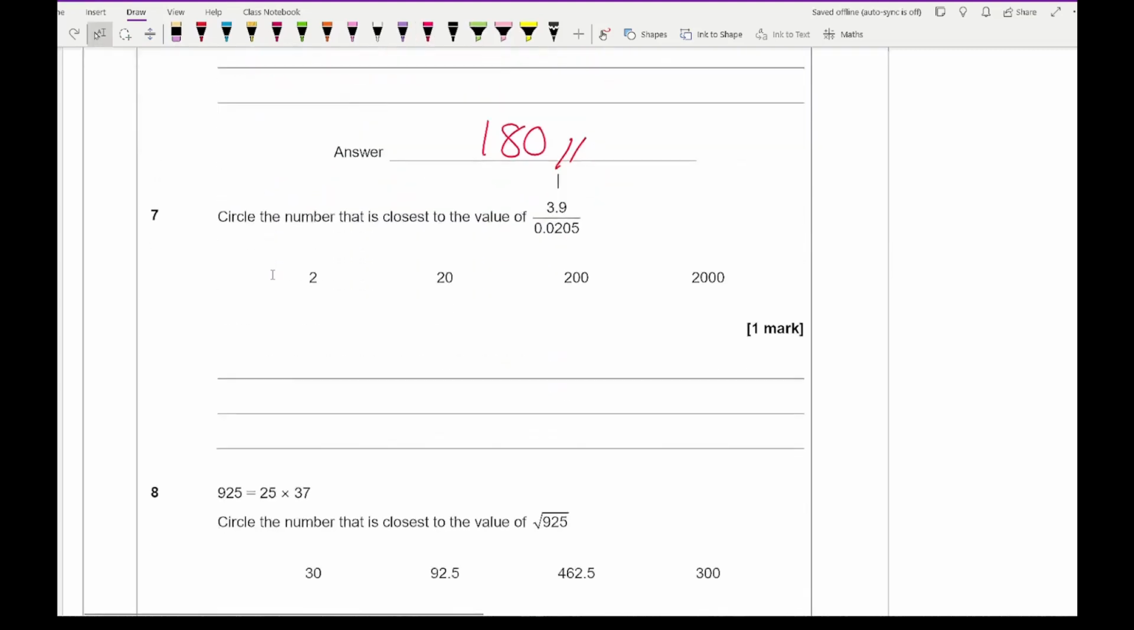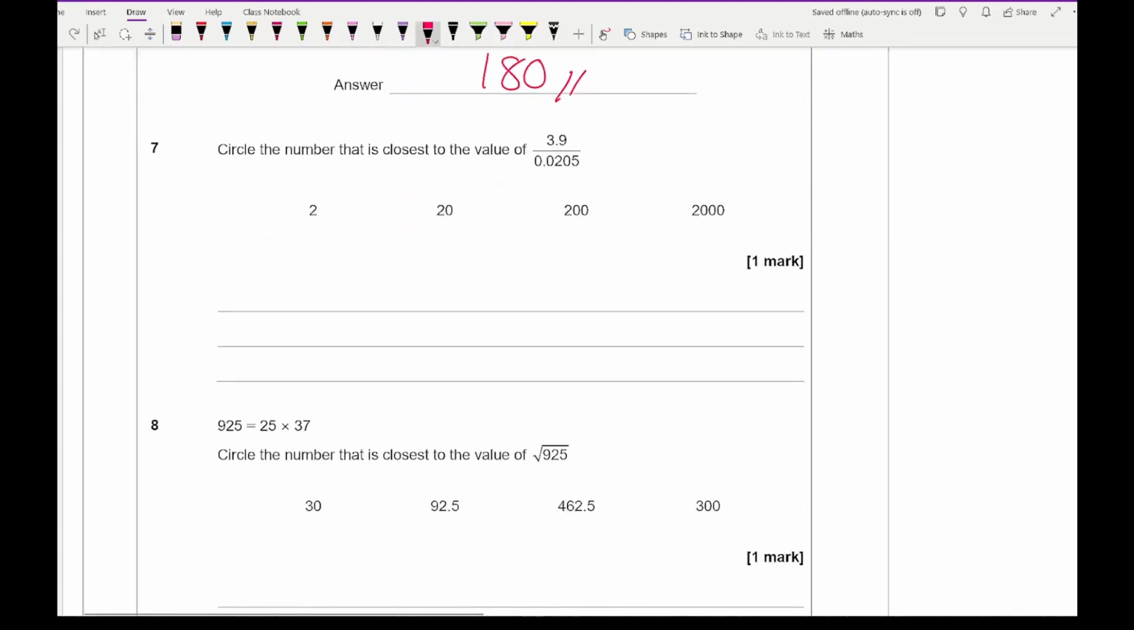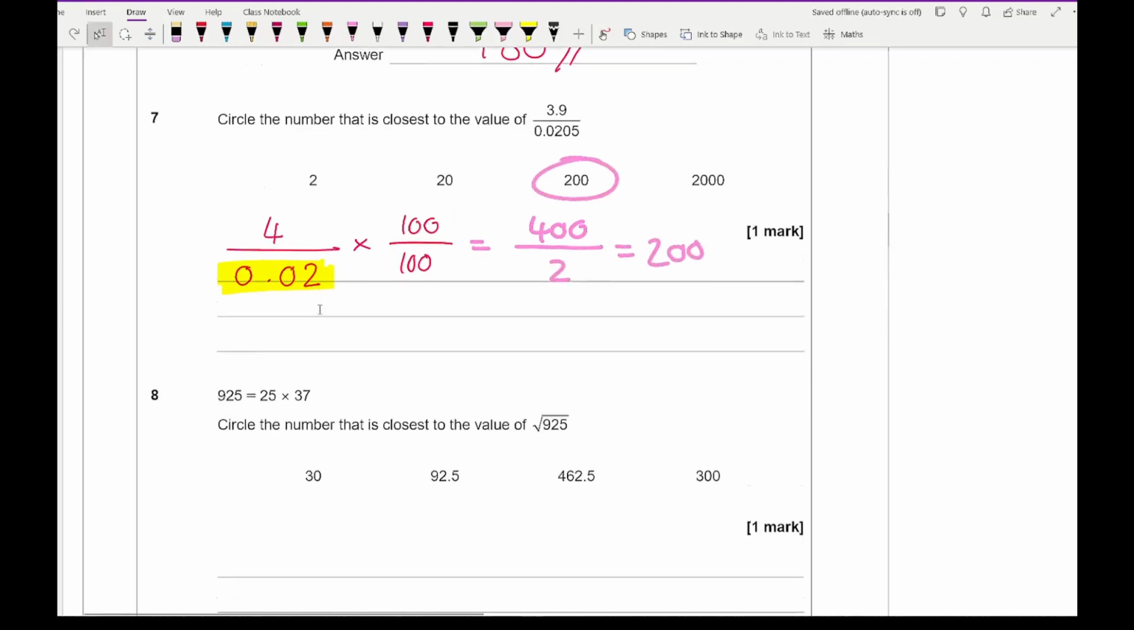Then moving on to question 7, it says circle the number that is closest to this value. So here we've got 4 over 0.02. So again, if I multiply both the top and the bottom by 100, just so that the denominator becomes a nice whole number, that then becomes 400 divided by 2, which is 200. So it's the third option.